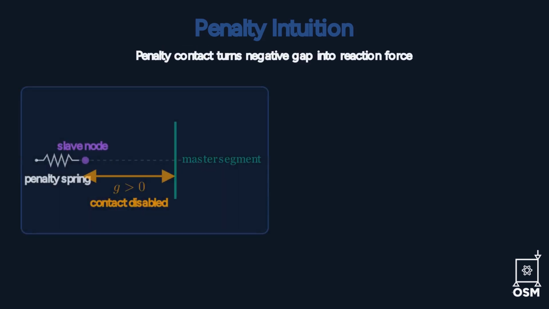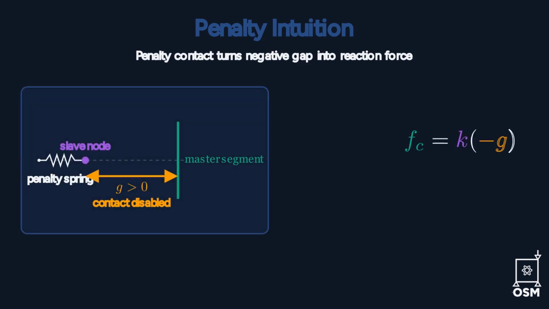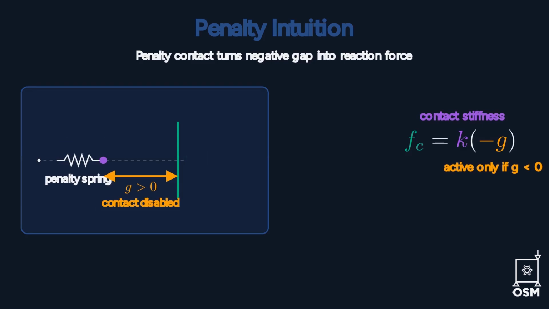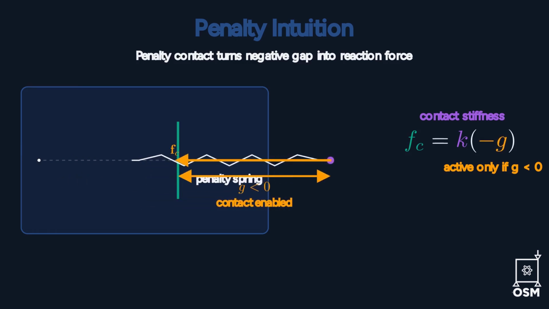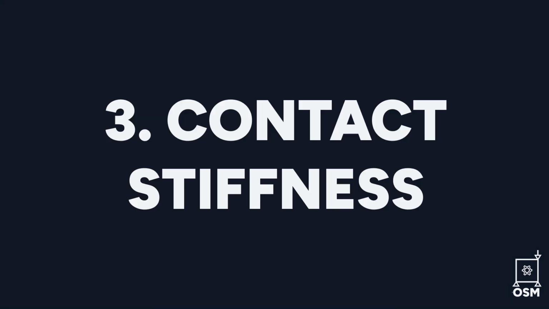Penalty contact converts negative gap into a reaction force. The parameter K is the contact stiffness, and this law activates only when the gap becomes negative. As the node reaches the surface, contact turns on. Then as penetration grows, the reaction force grows too. Conceptually, this is very simple. Numerically, it will create consequences that are harder to manage.